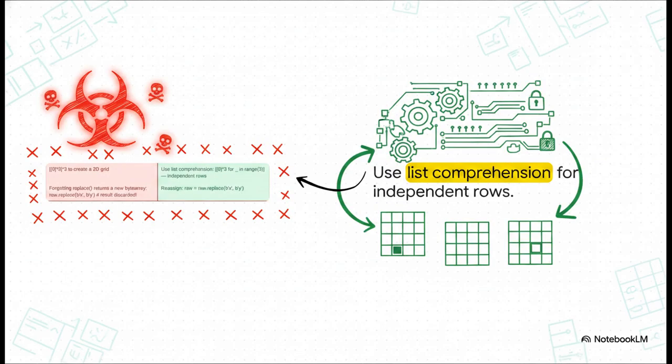So, how do we fix it? Well, instead of that anti-pattern, you want to use the correct Pythonic approach, a list comprehension. By writing out a loop inside the list brackets, you are forcing Python to execute that inner list creation 3 distinct times. This guarantees that you get 3 entirely independent rows. You can modify one, and the others are going to remain safely untouched.